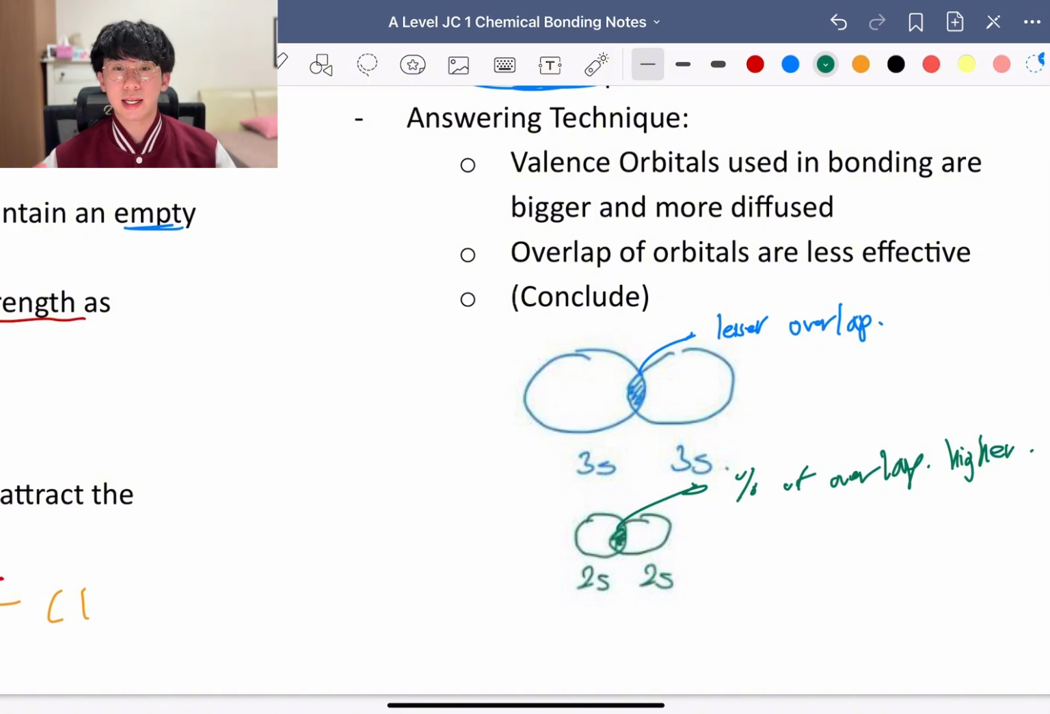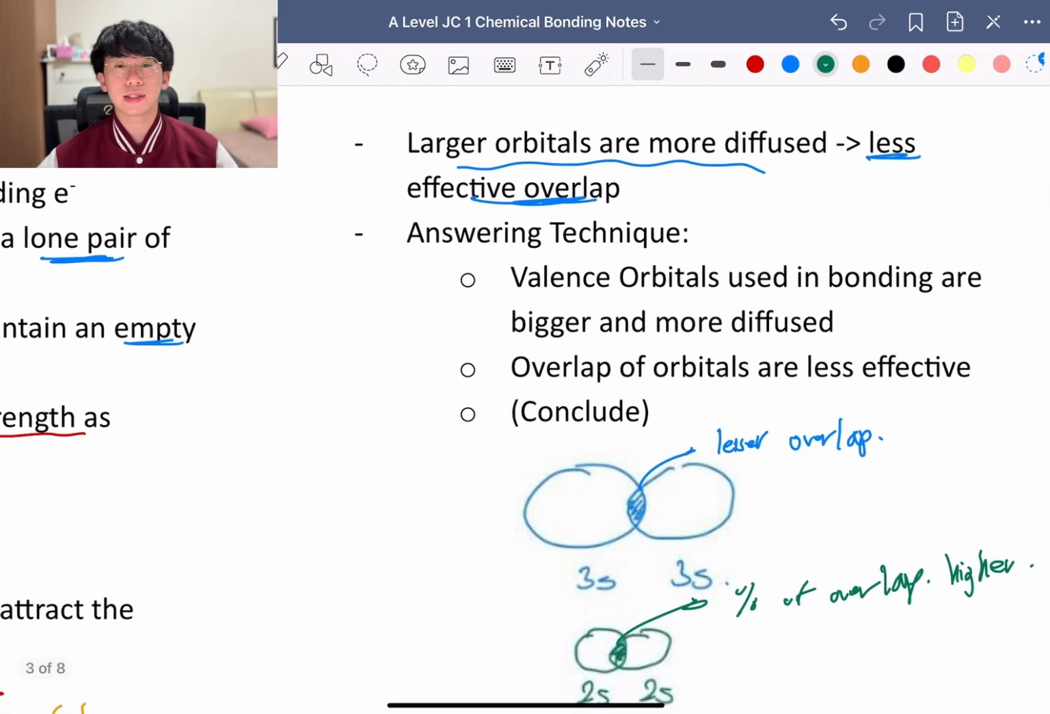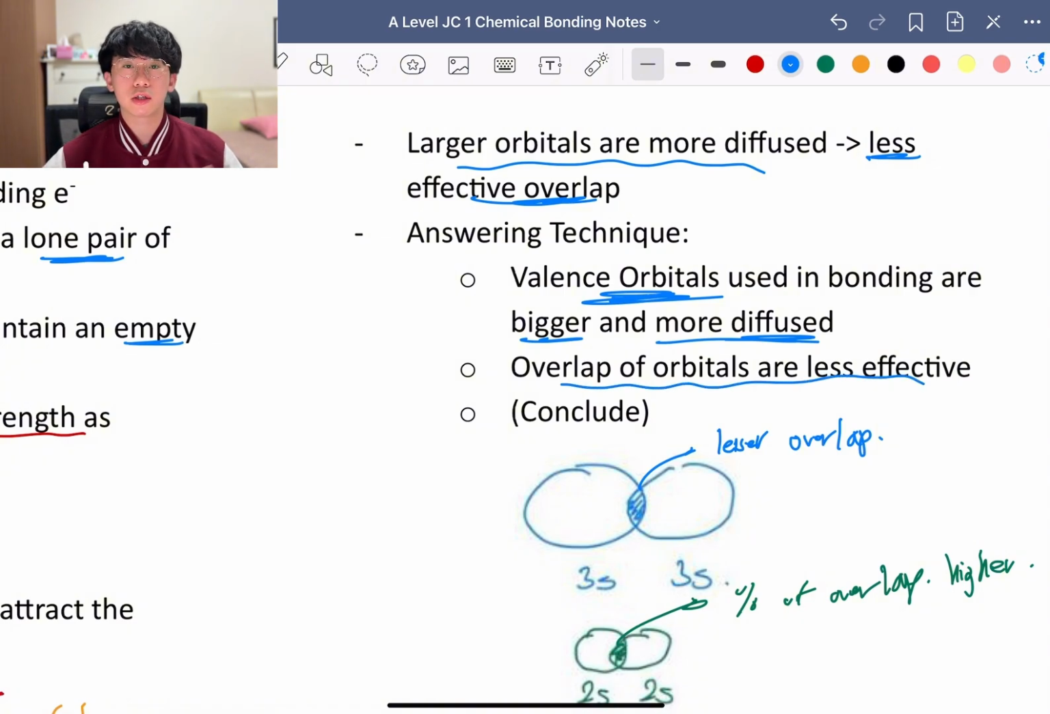So a key answering technique whenever you're asked about why a certain bond is weaker or stronger than another bond is that you want to talk about the valence orbitals, right? They tend to be bigger or more diffuse, and therefore there is more or less effective overlap of the orbitals. And therefore you conclude based on the context of the question. So it could be that there is a stronger bond or a weaker bond.